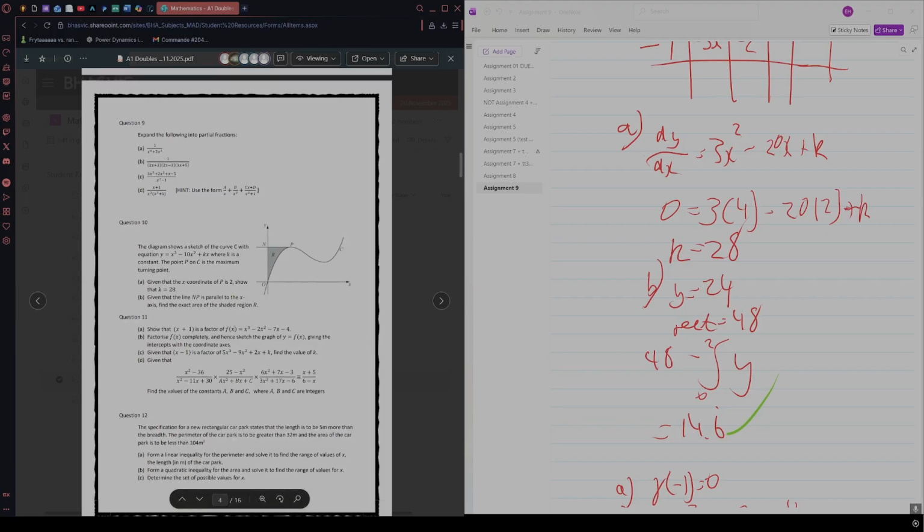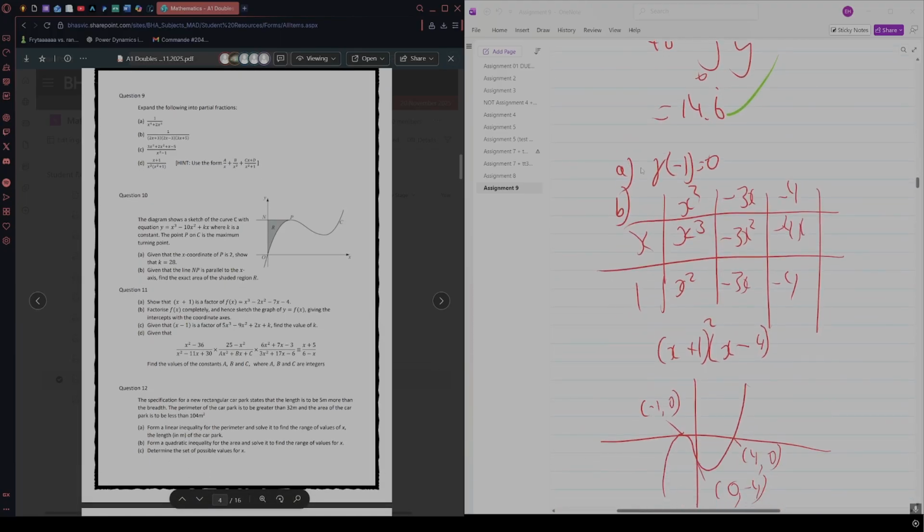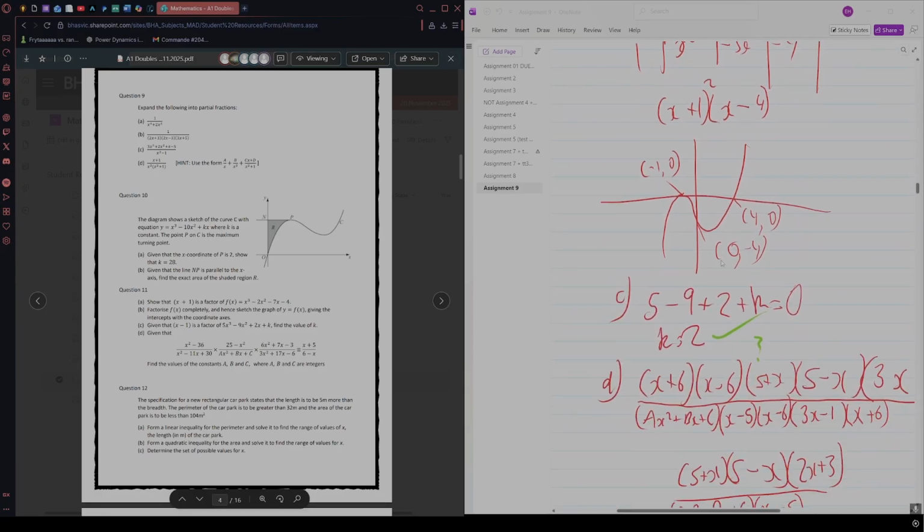Next question, some more factor theorem. Just, again, show it when you're doing it actually. Factorize completely, just do division. Part C, you have to find the value of k. You have to substitute 1 in because it tells you that x minus 1 is a factor.